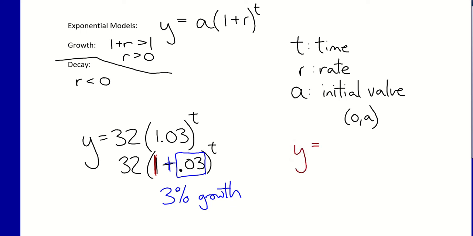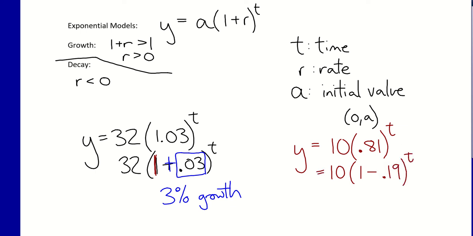If, for another example, I said y equals 10 times 0.81 to the t power, and I asked you the same question, is that growth or decay, and what would be the percent of growth or the percent of decay? This one's a little bit trickier, but we want to write it in the same form. So we could write this 0.81 as 1 minus 0.19 to the t power.